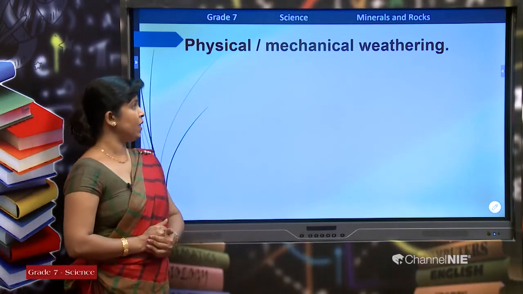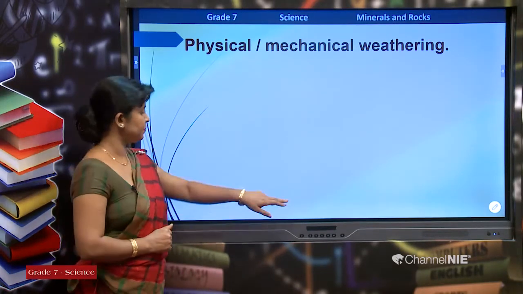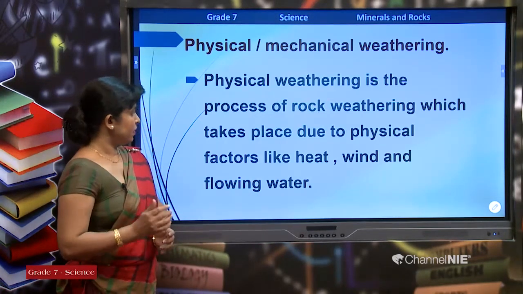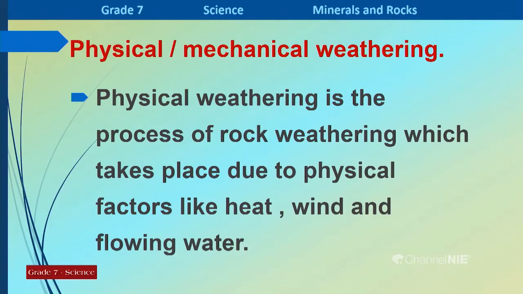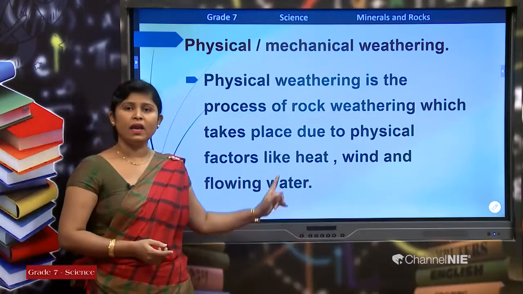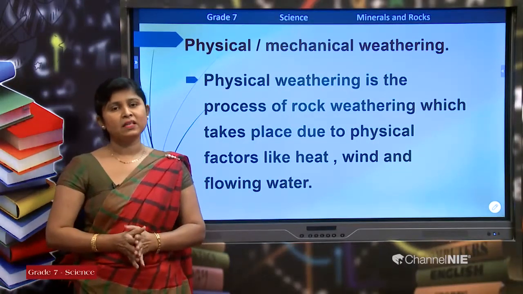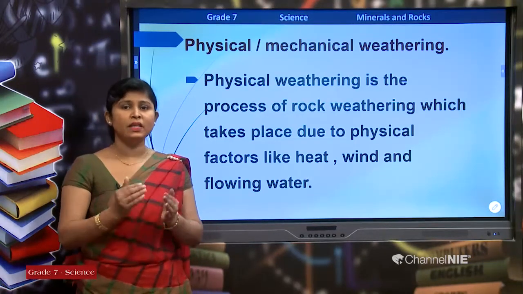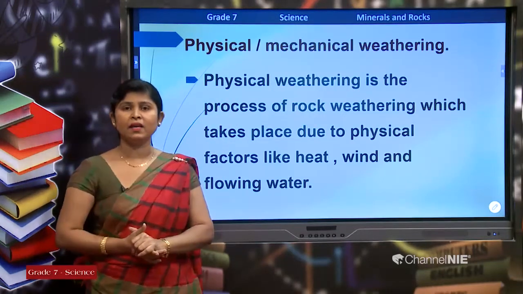First one, physical or mechanical weathering. Physical or mechanical weathering. Read it first. Physical weathering is the process of rock weathering which takes place due to physical factors like heat, wind and flow in water. You can understand that heat, wind and flow in water are considered as physical factors. Just because of these physical factors, the weathering of rocks takes place. That is known as physical or mechanical weathering.